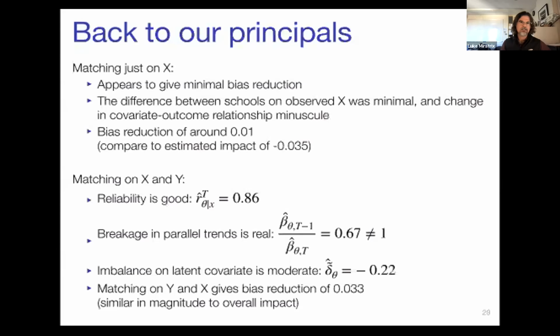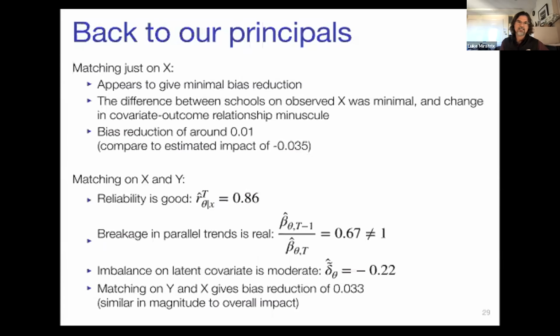If we implement that check on our principals, matching on just X appears to give a little bit of bias reduction. The estimated impact is negative 0.035 from their paper, and we're thinking that matching on X reduced bias by about 0.01. Matching on X and Y, however, our estimate of reliability is good, meaning that the test scores, this is not surprising, are relatively stable across time. So when you look at an average outcome for a school, that tells you a lot about the latent structure of that school. So reliability is 0.86. We are seeing a breakage in parallel trends that is substantially far away from 1. We estimated it as 0.67.